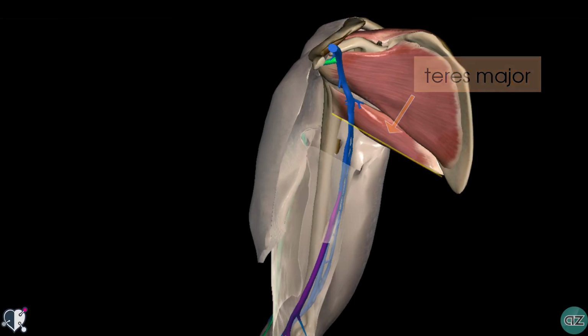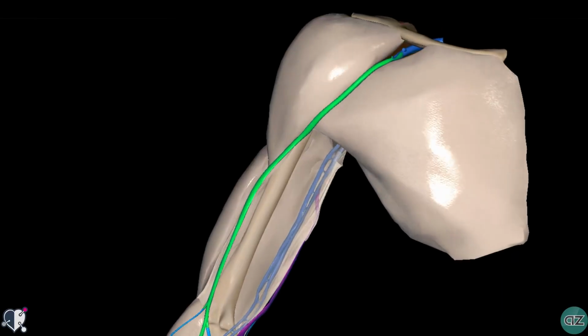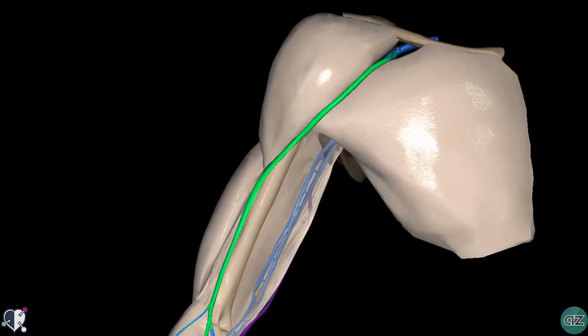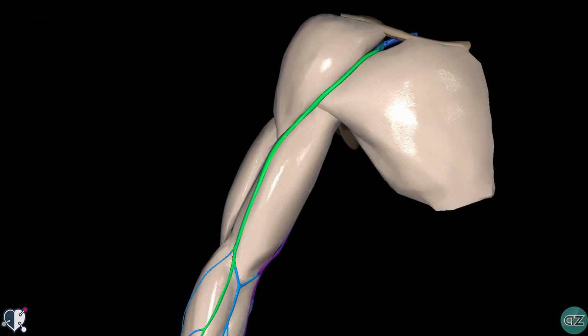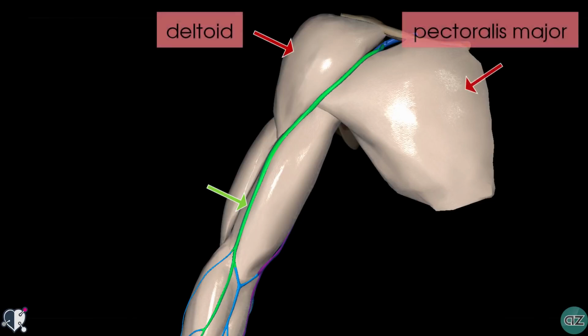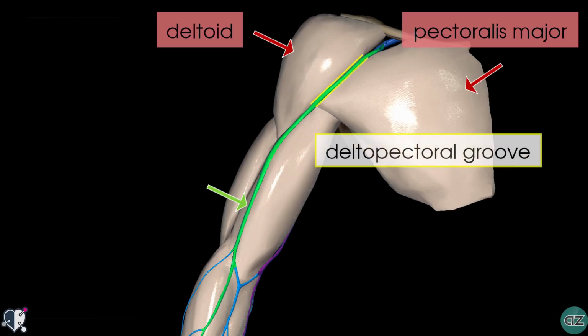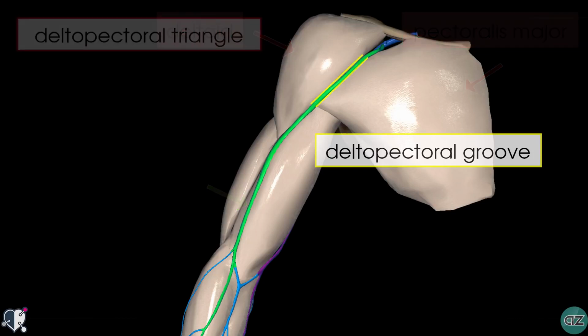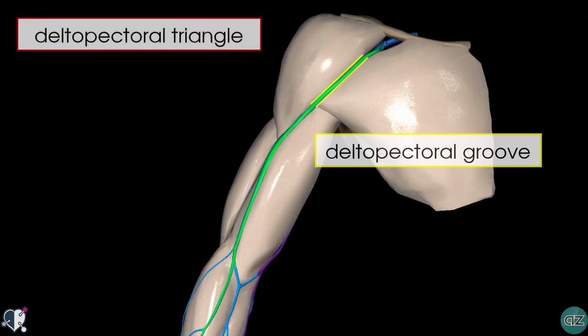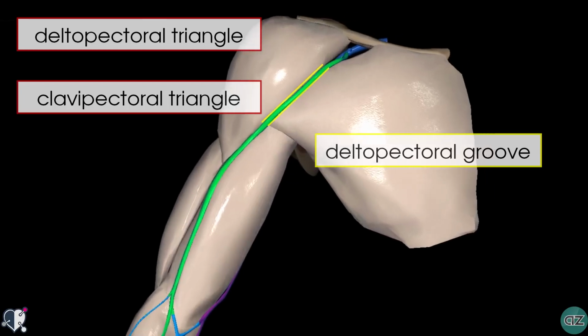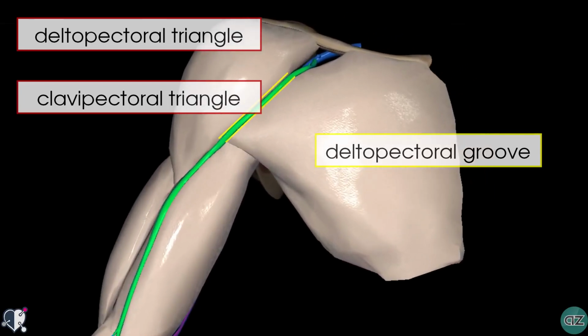Rotating around back anteriorly, let's take a look at the course of the cephalic vein. After passing above the elbow joint, the cephalic vein ascends lateral to the biceps brachii muscle, and you can see here how it passes between the deltoid muscle and the pectoralis major muscle in what is known as the deltopectoral groove. It then passes into the deltopectoral triangle, which is also known as the clavipectoral triangle, where it pierces the clavipectoral fascia to drain into the axillary vein.